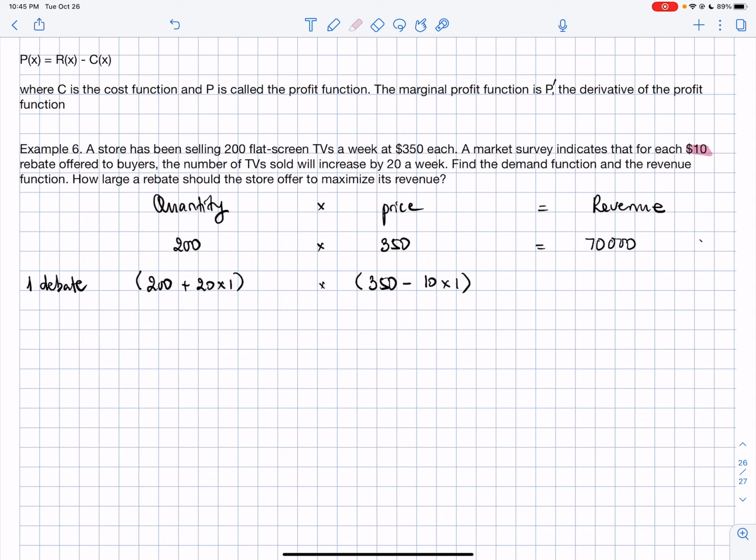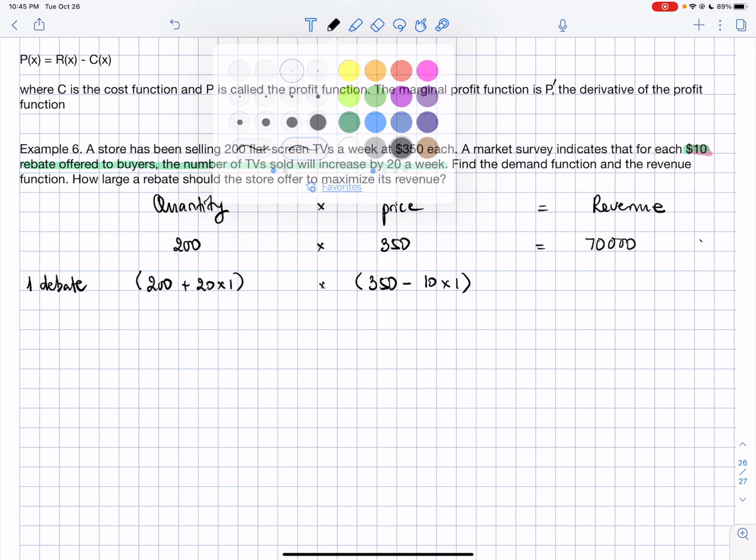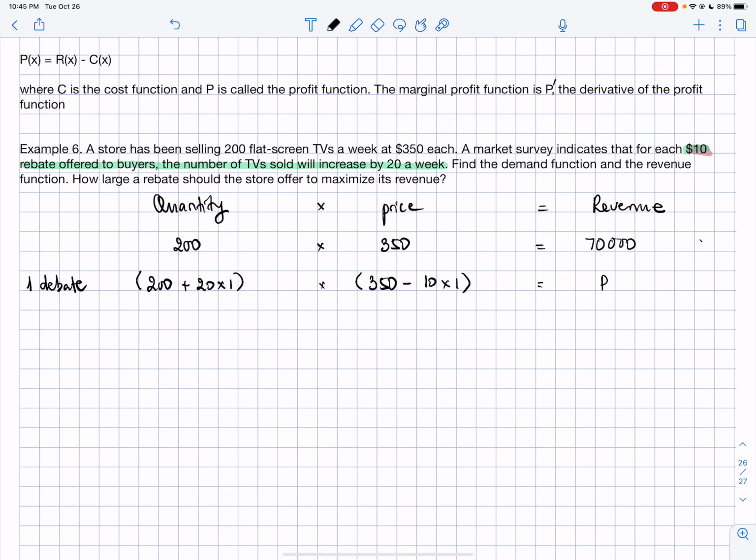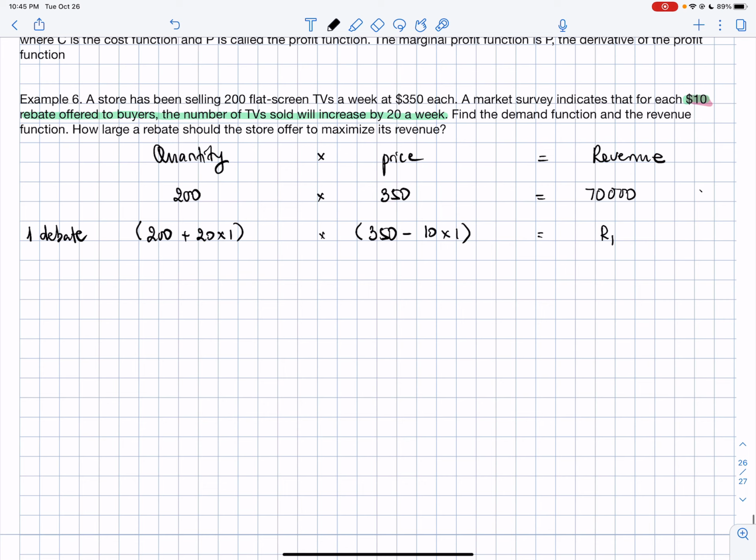So how do I have this? Because from this sentence, for every $10 rebate, the number of TVs sold will increase by 20 TVs a week, all right? And then you can calculate the revenue using the calculator. I'm going to call this R1. It's not important, whatever that number is. Okay. So now, what if we have 2 rebates?